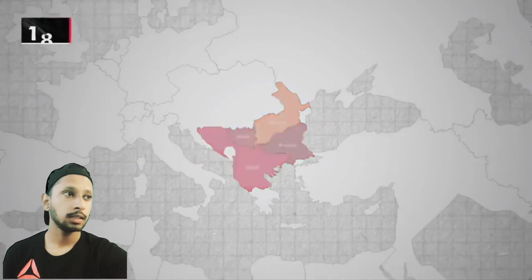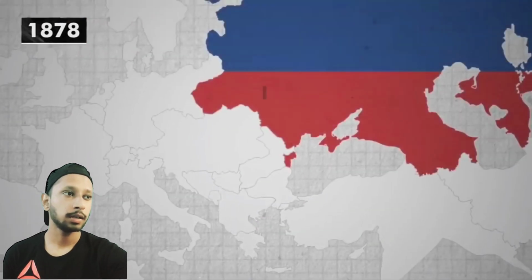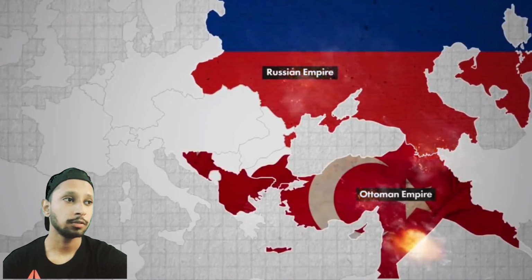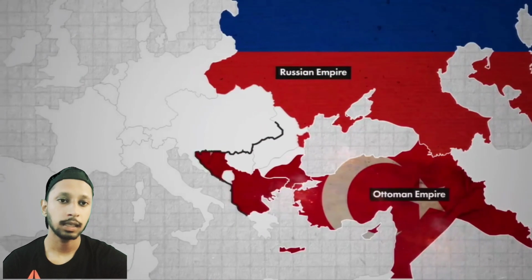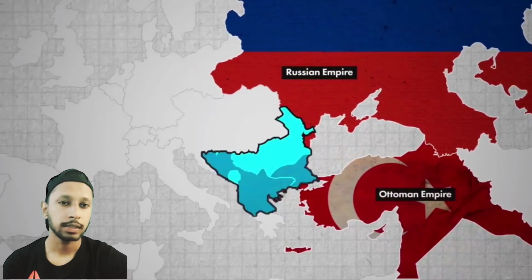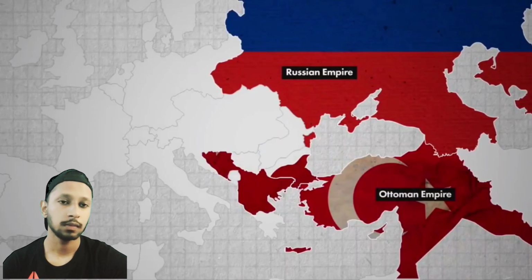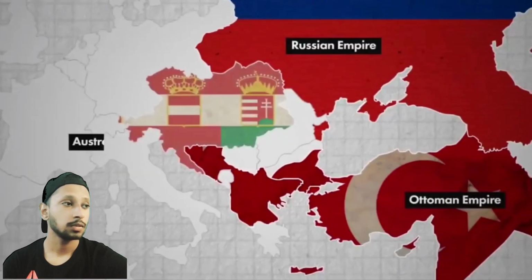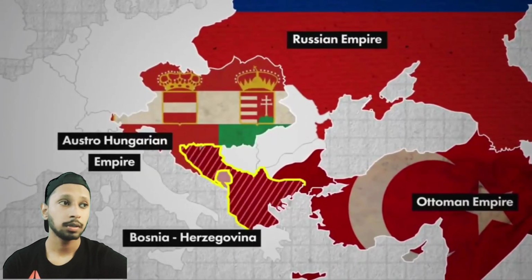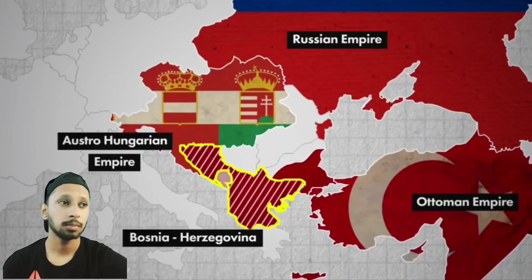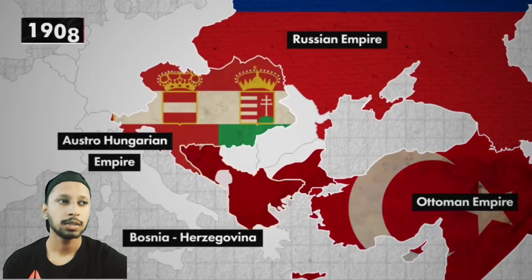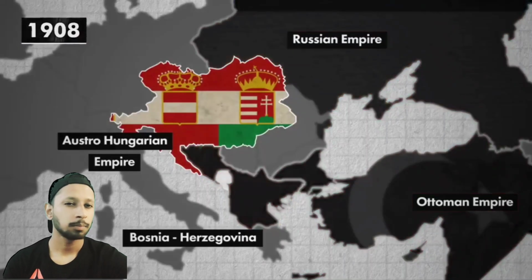In 1878, there was a war between the Russian Empire and the Ottoman Empire. At the conclusion of this war, the Treaty of Berlin was signed in 1878. According to this treaty, the Austro-Hungarian Empire was given the right to administer the region of Bosnia-Herzegovina, as you can see on screen right now, but the area would officially be a part of the Ottoman Empire.